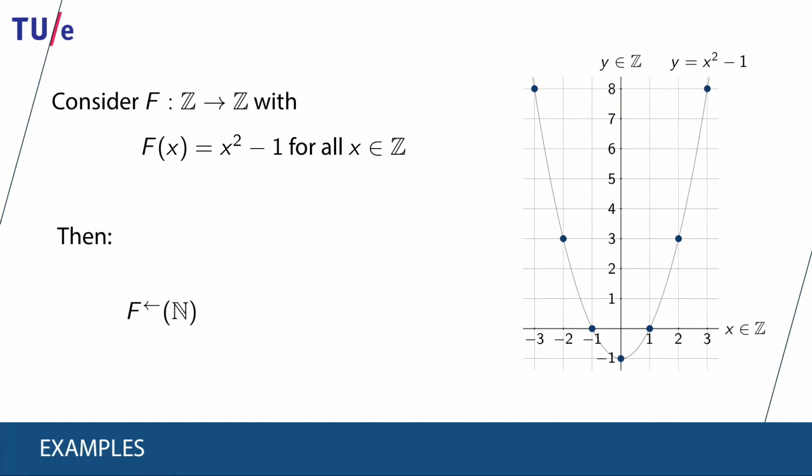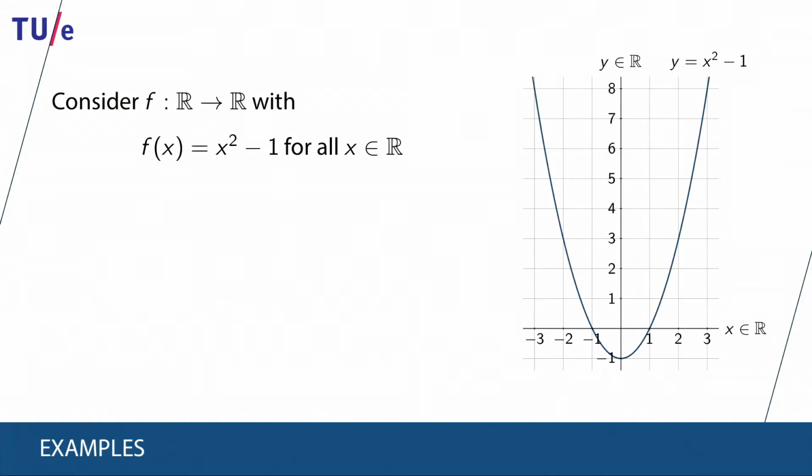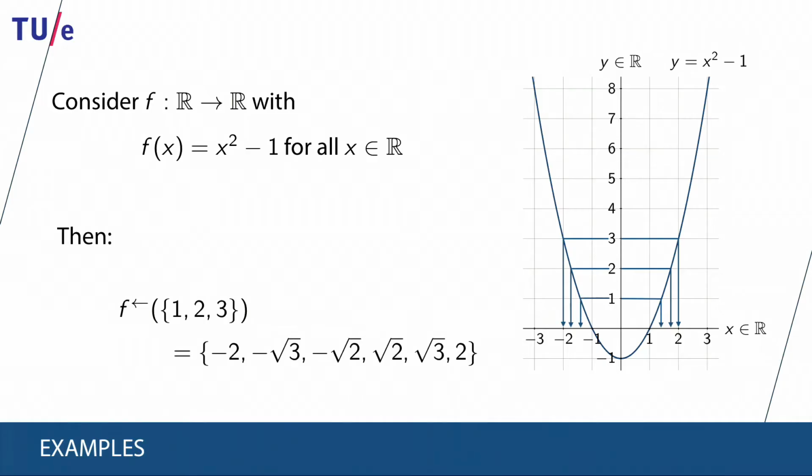The source of the set of natural numbers is the set of integers except 0, as you can see also in the graph. F maps every integer except 0 to a natural number. If we consider the mapping with the same specification, but now from real numbers to real numbers, then the source of the set consisting of the real numbers 1, 2, and 3 is the set of real numbers consisting of plus or minus 2, plus or minus square root of 3, and plus or minus square root of 2. You may want to pause the video to confirm that this is indeed the case.